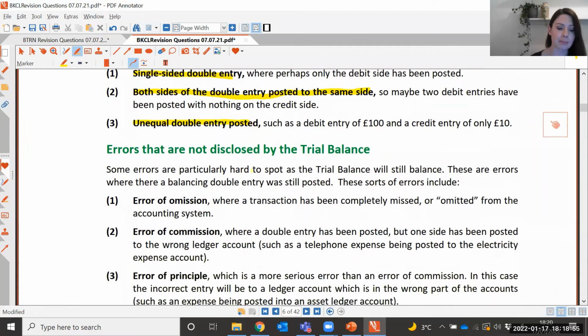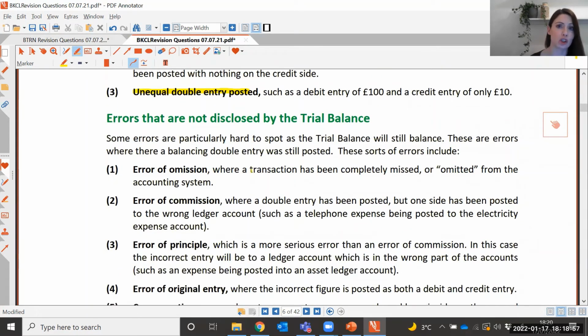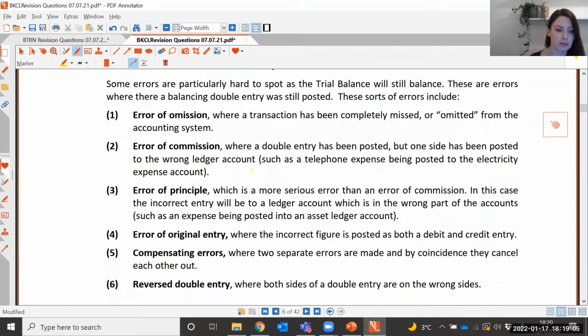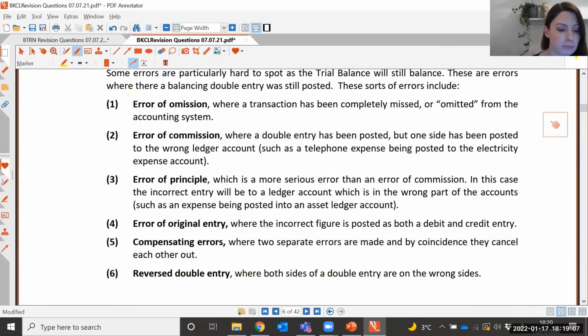Now, there are some errors that don't cause the trial balance to not balance. So these wouldn't be disclosed by the trial balance. So the first one is an error of omission. And this is where a transaction has been totally missed off. And then we have error of commission.